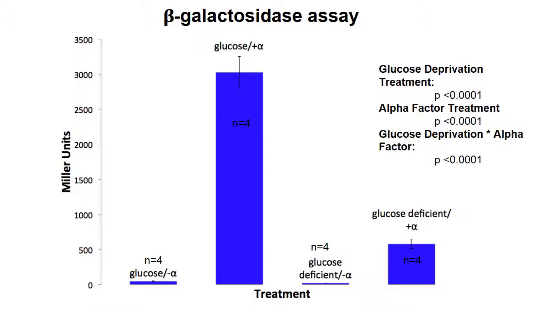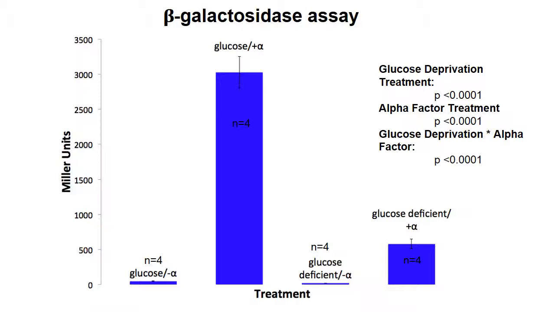Thanks, C. This is a graph of our beta-gal assay. On the y-axis is Miller units, and on the x-axis is our treatment groups, starting with the 2 groups that were glucose sufficient. As you can see, the addition of alpha factor in the glucose sufficient group dramatically increased the transcription of fuse1. The second 2 bars show our treatment groups with glucose-deprived cells. The first bar shows that there was not a significant difference in the fuse1 transcription when alpha factor was not present. This is similar to the glucose-sufficient groups where alpha factor was not added.